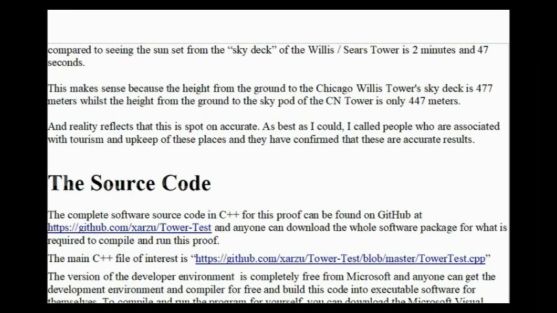As best as I could, I called people who are associated with tourism and upkeep of these places, and they have confirmed that these are accurate results.